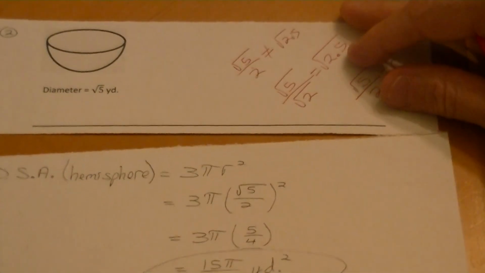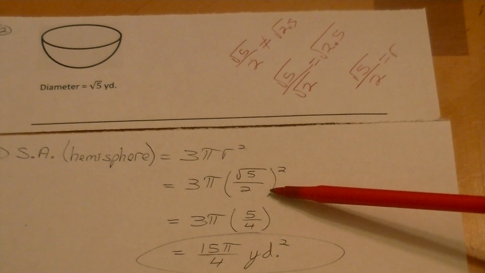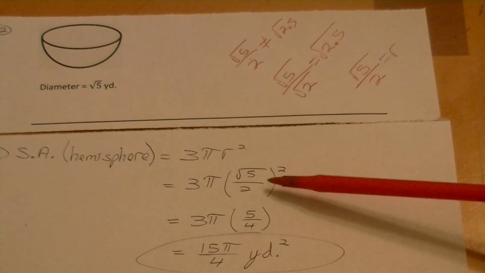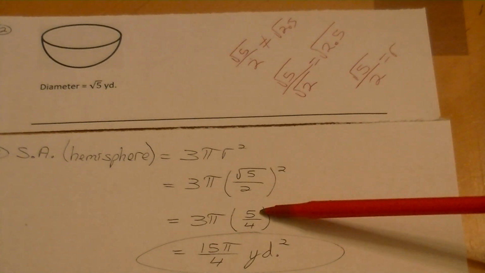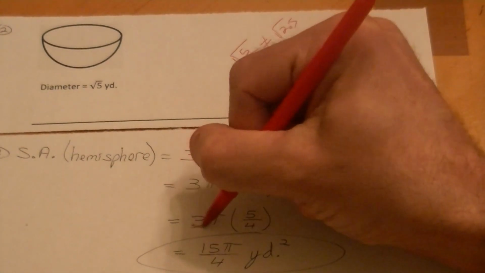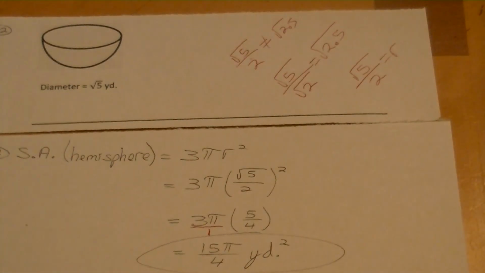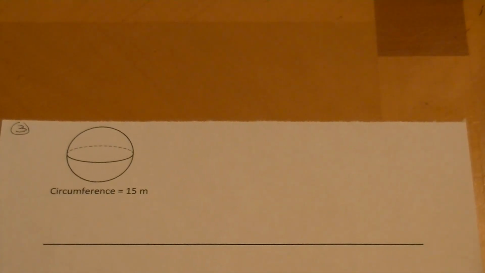So this is the radius we're going to be using. All right. So remember, the formula is 3 pi r squared. The radius I just showed you is √5 over 2. So to square a fraction, you square the numerator and you square the denominator. √5 squared is 5, and 2 squared is 4. And if it helps you to think of this as over 1, then think of it as over 1. Multiply the numerator together, you get 15 pi, denominator 4. That's it, 15 pi over 4 yards squared. Next one. What is the exact surface area of a sphere if the circumference is 15 meters?